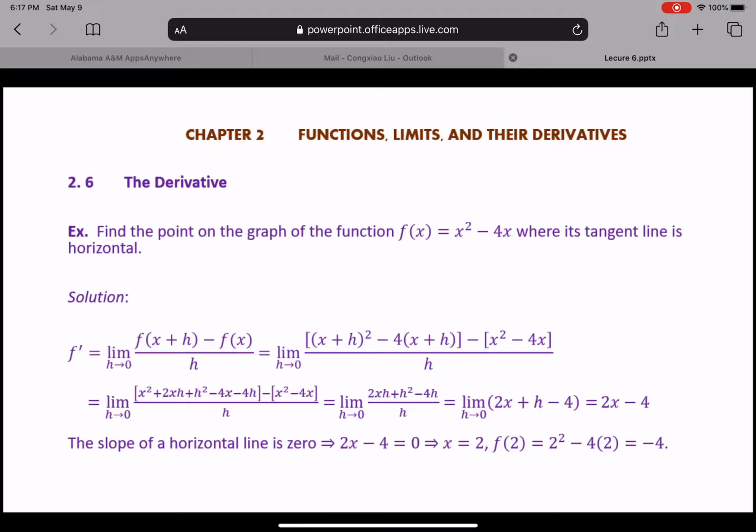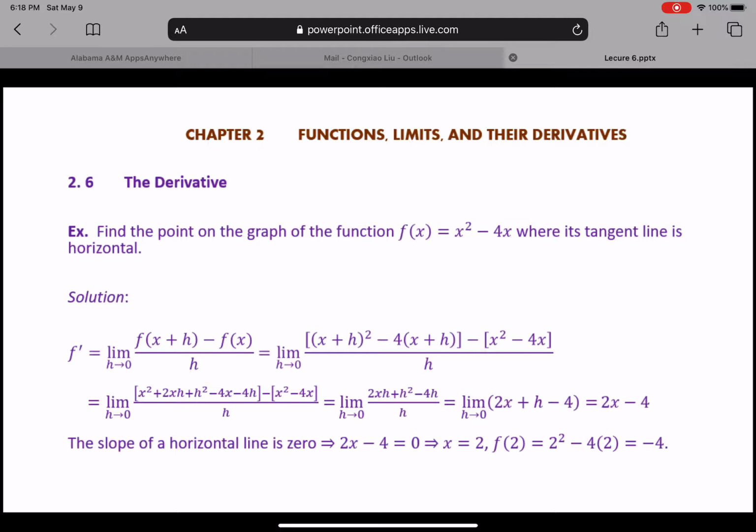You can expand (x plus h) squared and multiply out 4 with x plus h. After the cancellation on the top, we are left with 2xh plus h squared minus 4h over h. And again, you can divide by h in the denominator, and we get 2x plus h minus 4. And then we take the limit as h approaches 0, we get 2x minus 4.